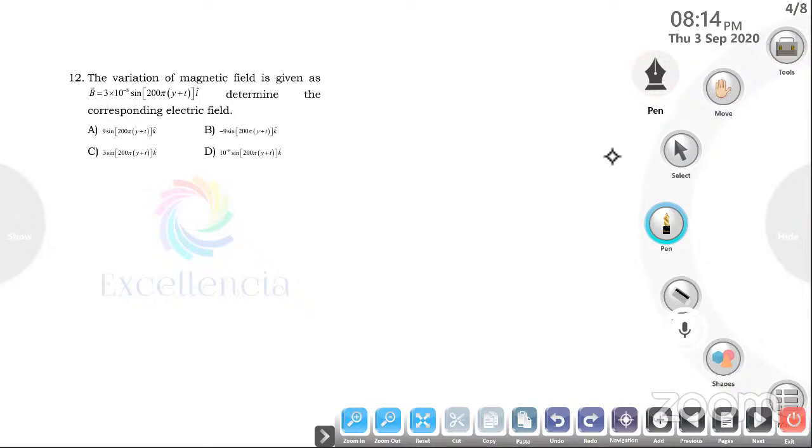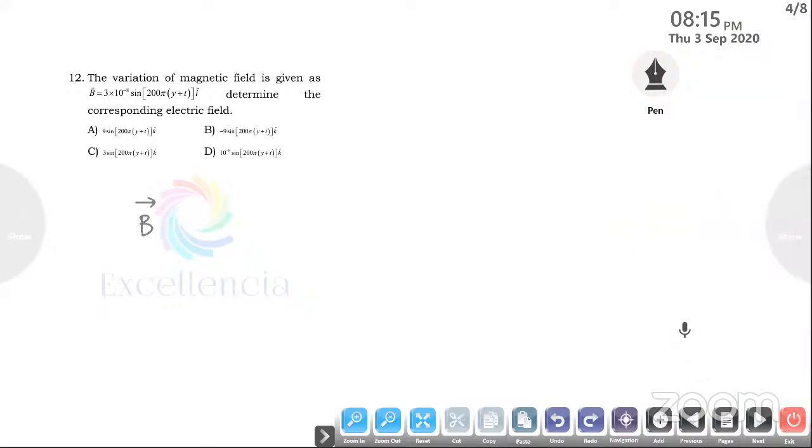It is said that the magnetic field is varying as 3 into 10 power minus 8 sine of 200 pi of y plus t, i cap. Determine the corresponding electric field. Of course, this magnetic field is pointing along i cap. By seeing this sinusoidal function, we can get the direction of propagation of the wave. That is, we can get the velocity of the wave.